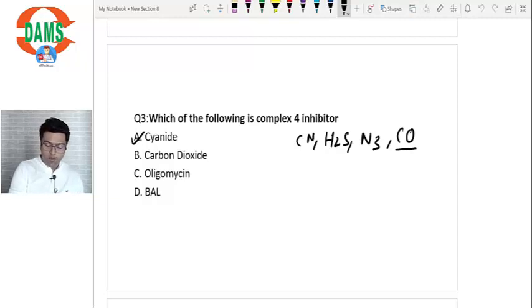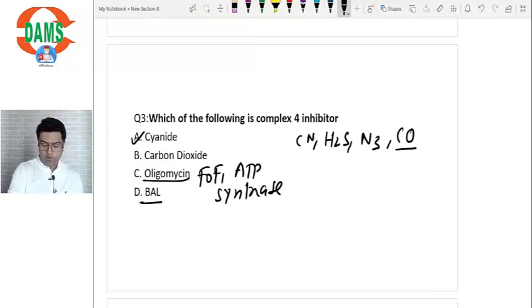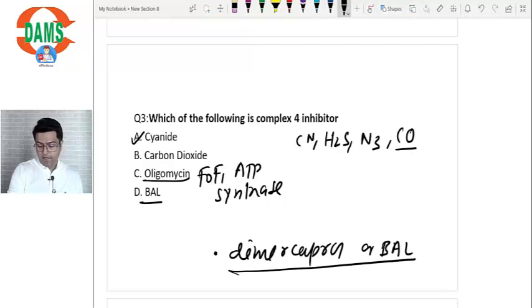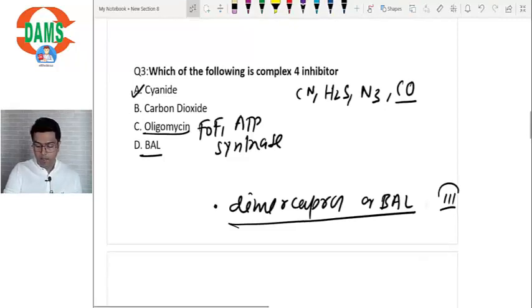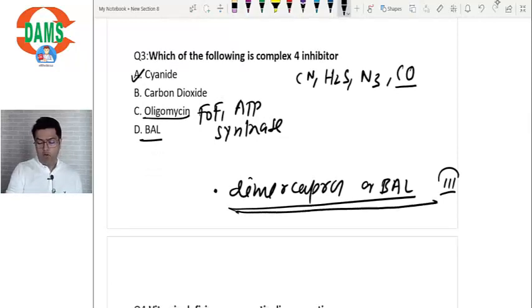Others are like oligomycin. Oligomycin is an inhibitor of F0F1 ATP synthase. And British anti-lewisite, also called dimercaprol or BAL, is an inhibitor of complex 3. If antimycin was in the options, that is also a complex 3 inhibitor. And rotenone is a complex 1 inhibitor. Dimercaprol or BAL is also the drug of choice for arsenic poisoning.